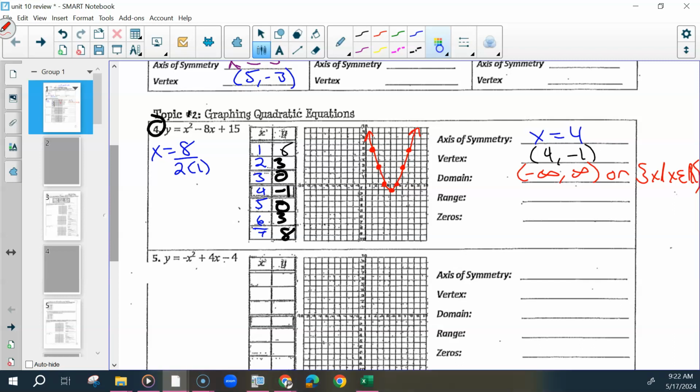Range is lowest to highest. What's the lowest value? Negative 1. Your vertex will tell you what your lowest or highest y value is going to be. So it starts at negative 1 and it keeps going up to infinity, or everything greater than or equal to negative 1. Negative 1, sorry.